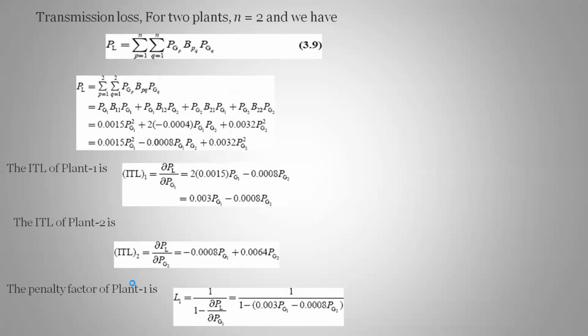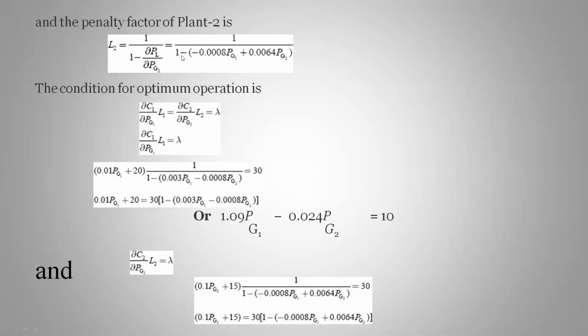Next, the penalty factor of plant 2 is L2 is equal to 1 by 1 minus dou PL by dou Pg2. You are substituting dou PL by dou Pg2, 1 minus 0.0008 Pg1 plus 0.0064 Pg2. The condition for optimum operation is, what is the condition for optimum operation? Dou C1 by dou Pg1 into L1 is equal to dou C2 by dou Pg2 into L2 is equal to lambda. Okay, so this is very simple here.